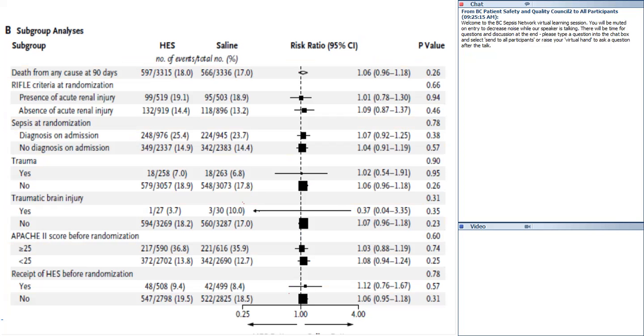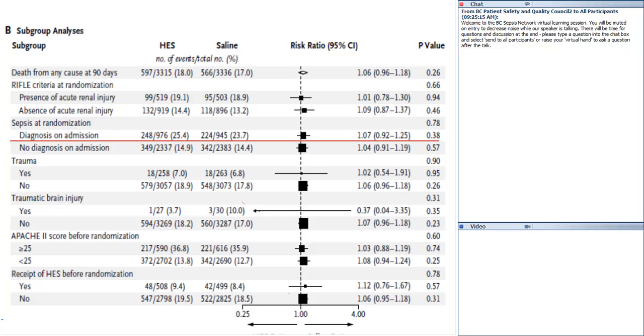And just to highlight a few, with regard to the diagnosis of sepsis at randomization in the CHEST trial, the absolute death risk was 25.4 versus 23.7%, not statistically significant, represents a subgroup, and as John Myburgh says, the risk of death with the confidence intervals are within the realm of the risk of death that was seen within the 6S trial, but certainly not statistically significant here.